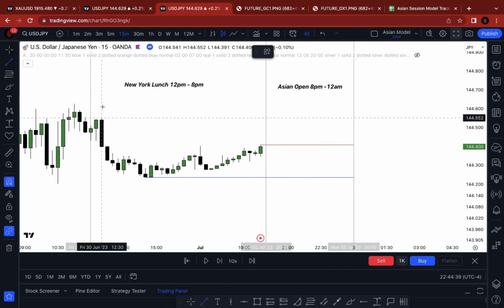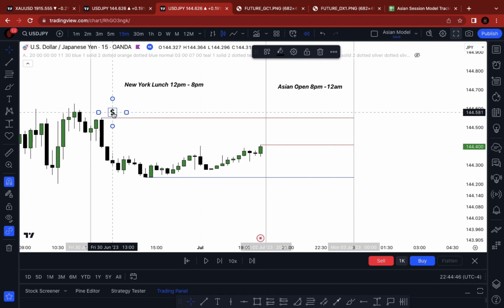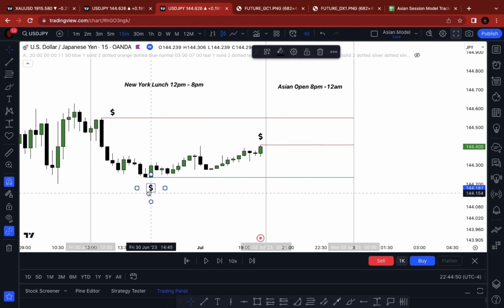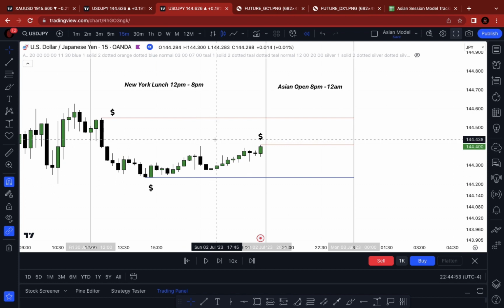And then we have this swing high all the way up here. Many people were probably waiting for me to get to that one. Above is buy side liquidity, and below is sell side liquidity. Very simple idea that I'm using here.